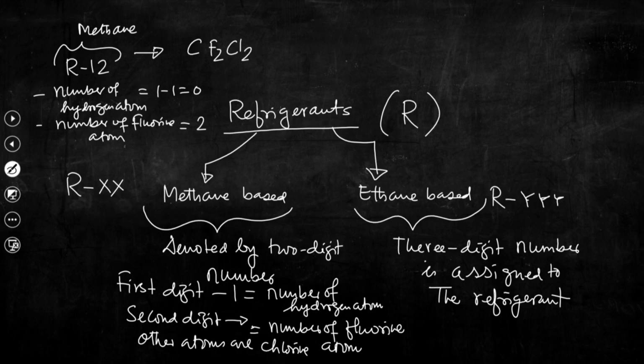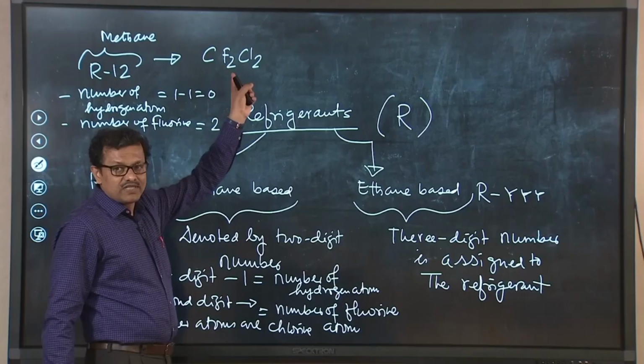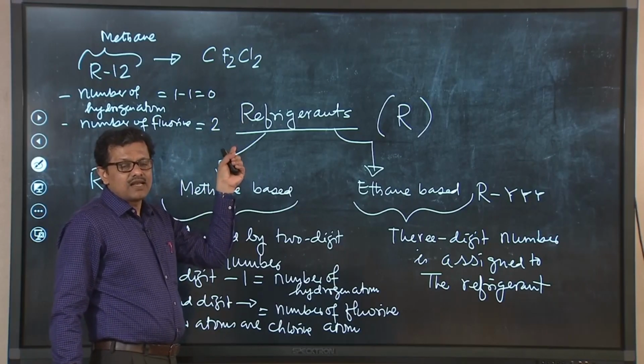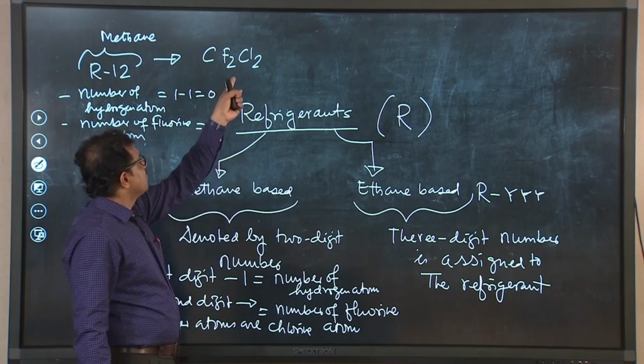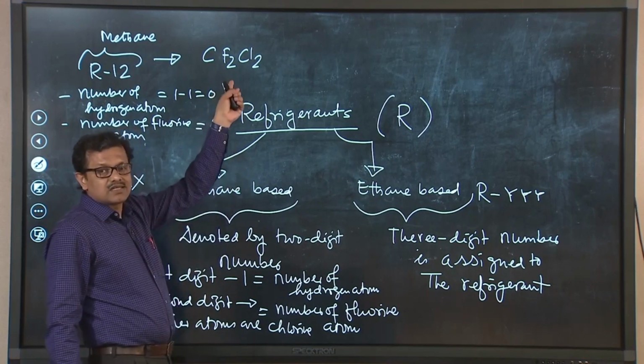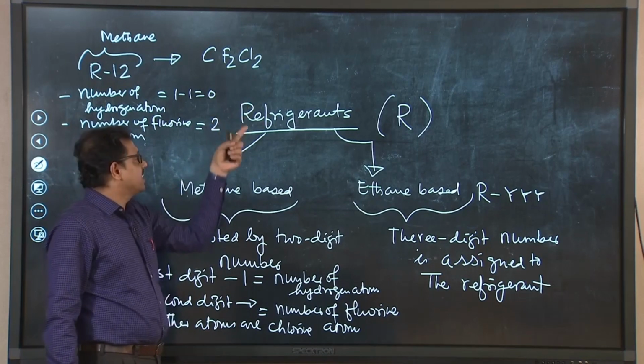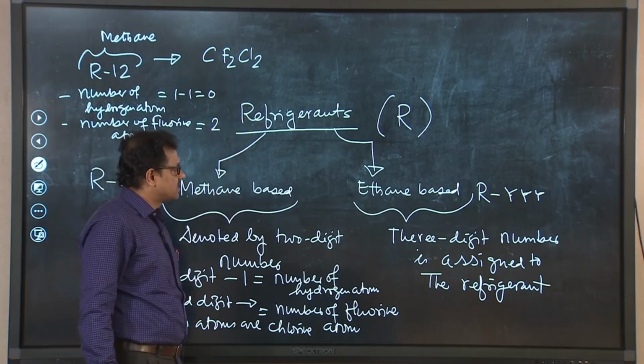So, this is how the name of the refrigerant is given. This is basically dichloro-difluoromethane. So, this is dichloro-difluoromethane. Similarly, you also can find out what would be the chemical structure and chemical formula for another methane based refrigerant.